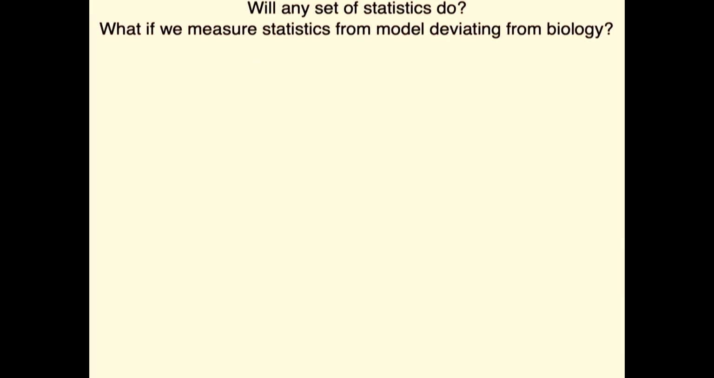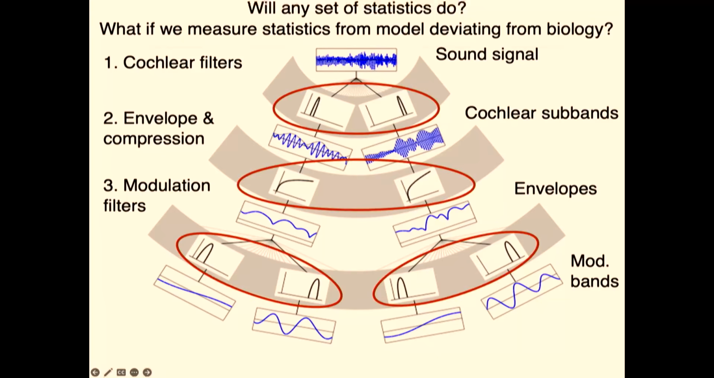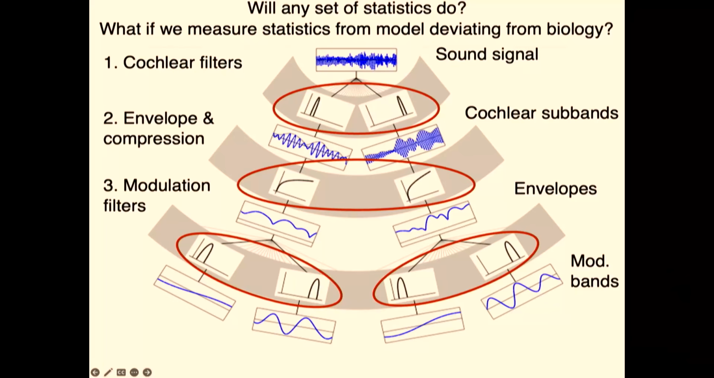Okay. All right, so one other question you might wonder about is will any set of statistics do, right? So we just made up this set of statistics, but it was based on our best bet for a model of the early stages of the auditory system, right? So there are these 3 stages of this model. There are these filters that are based on the cochlea. There's this compressive nonlinearity that is motivated by the compression that we think happens in the ear. And then we've got these modulation filters, the second stage of filters.